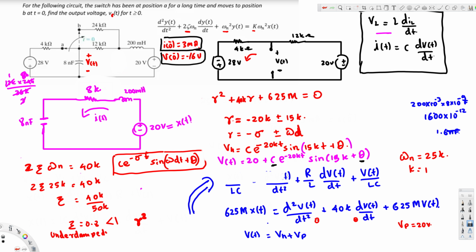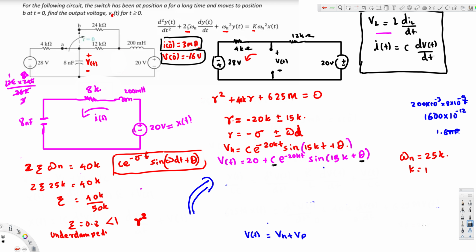Now let's plug in the first condition. First we are going to plug in v of 0 and see what we get. When we plug in v of 0, this is going to become just 20, and this is going to become just c, because e power 0, the time is 0 at that time. And also we can say v of 0 is equal to negative 16. Negative 16 is equal to 20 plus c, because e power 0 is just 1, and then sine 15k t. I forgot to put t right here. So this t is going to be 0, therefore this is going to be 0, and we are going to end up with sine theta. Okay, so this is our equation 1.